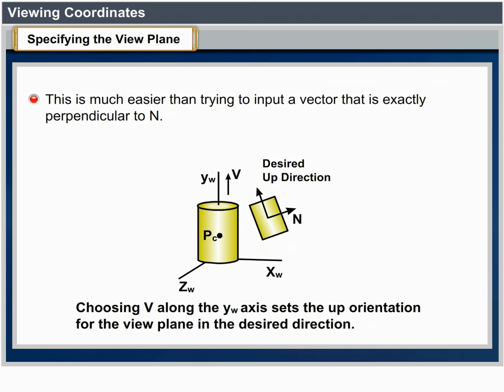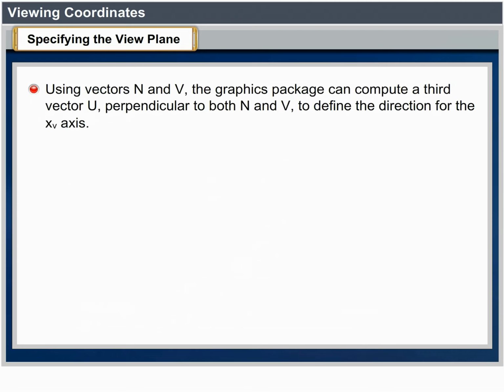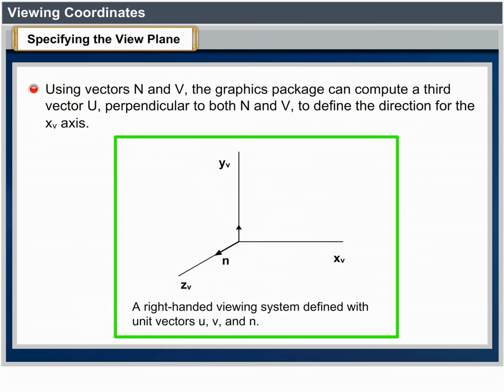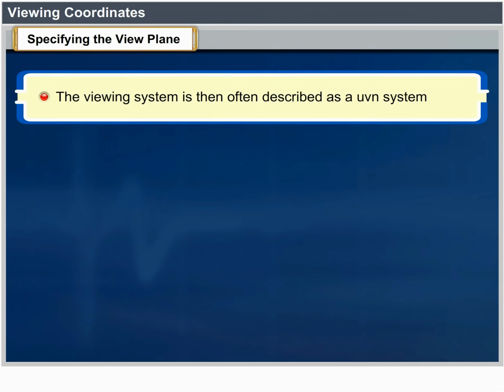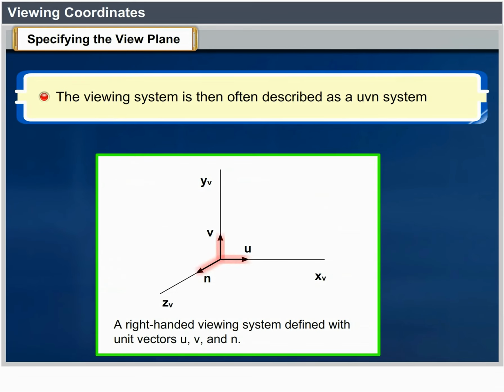Using vectors n and v, the graphics package can compute a third vector u perpendicular to both n and v to define the direction for the xv axis. Then the direction of v can be adjusted so that it is perpendicular to both n and u to establish the viewing yv direction. The viewing system is then often described as the UVN system. The figure shows a right-handed viewing system defined with unit vectors u, v and n.